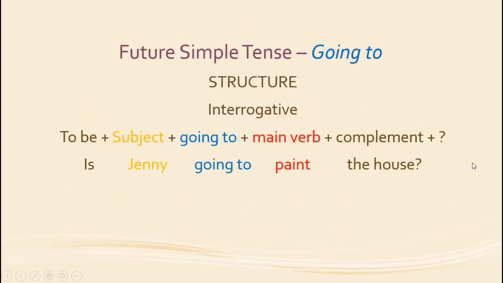Let's continue. Now, for the interrogative form, we are going to switch the place of the subject and the verb to be. First is the verb to be, then the subject, then going to, the main verb in infinitive form, the complement, and finally the question mark. Here we have, is Jenny going to paint the house? The difference from the affirmative form is that we have to change the place of the subject and the verb to be, and obviously use the question mark.